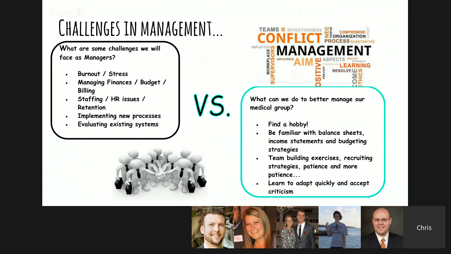Team building exercises, recruiting strategies, patience and more patience. This goes with the retention and the staffing issues. Team building exercises are always important. We get burnout, so do our staff. We need to find a way just to keep them engaged, keep them working hard.